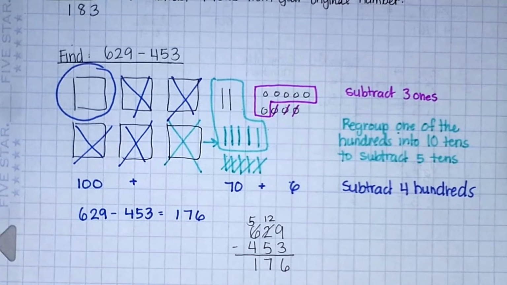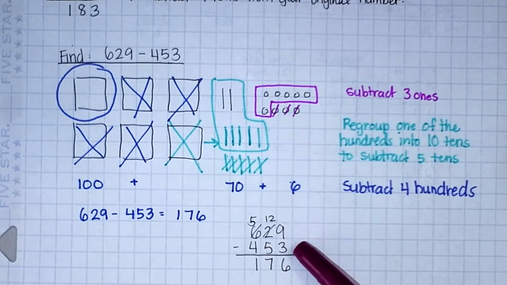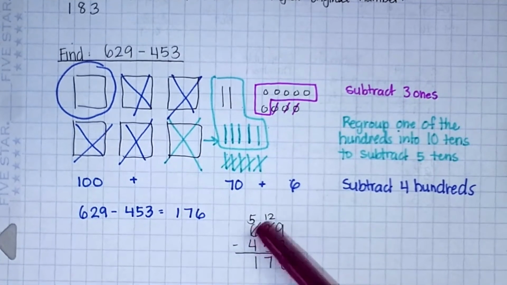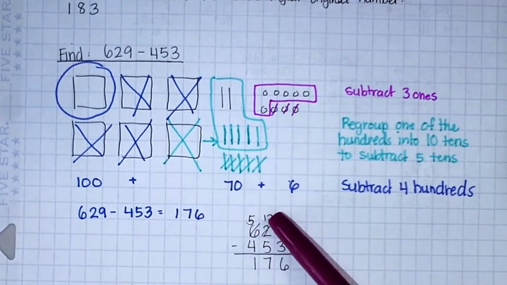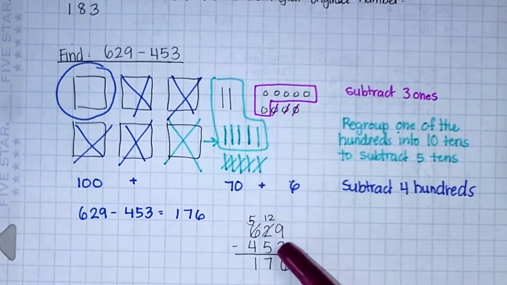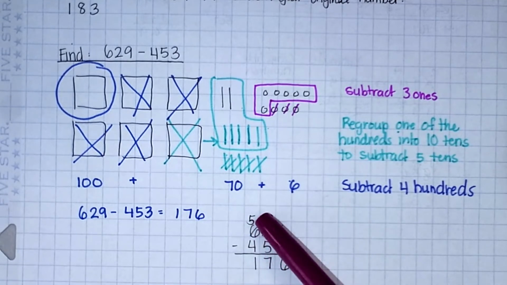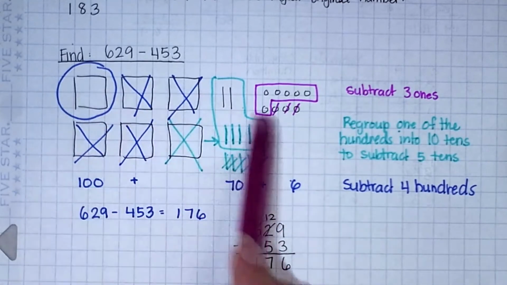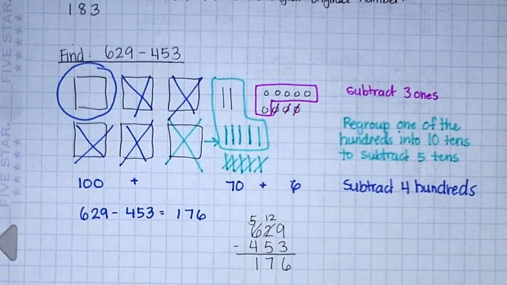Now, if I'm stacking and subtracting, here you can see 9 minus 3. I can do that. 9 minus 3 is 6. I couldn't do 2 minus 5, so I borrowed a group of 10 from there, and this 2 became 12. 12 minus 5 I can do. 12 minus 5 was 7. And then since this became a 5, 5 minus 4 gave me 1, and that's how I got to my 176. So all this is showing you this in a different way.